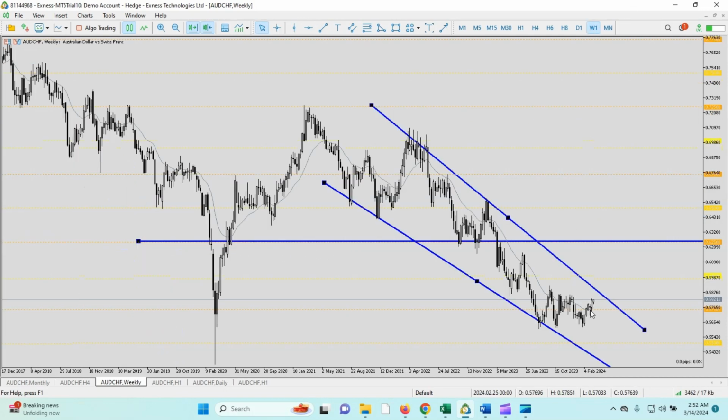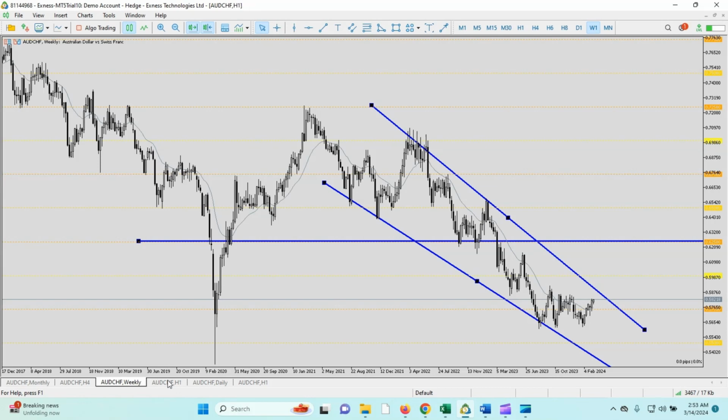So we are going to be, if it breaks this place, come down, we are going to be targeting this area. We are going to be entering around this zone. So that is the analysis for AUDCHF, Australian dollars, Swiss franc CHF.